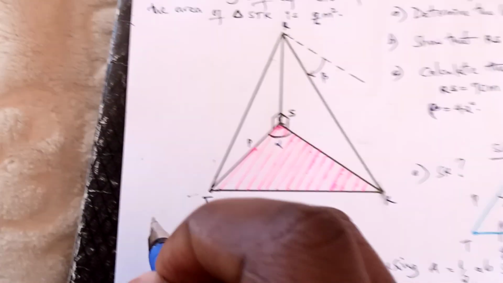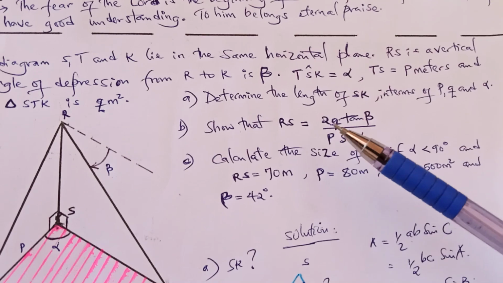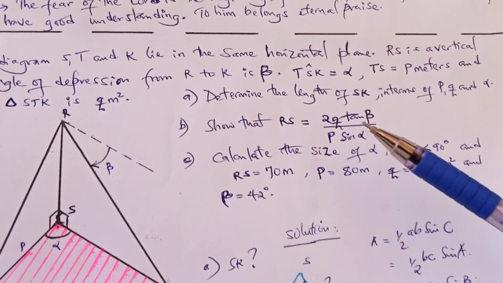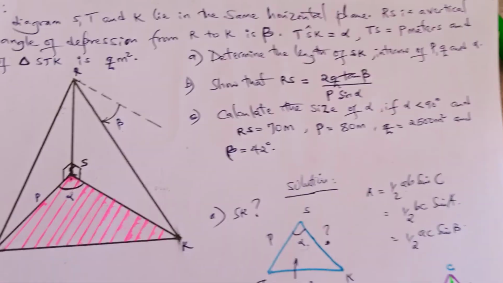So the second one, it says that show that RS is 2Q tan beta over P sine alpha.